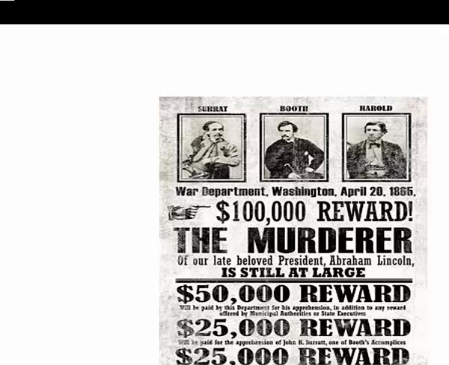Reward poster for him, $100,000 in 1865. Folks, that'd be several million today. They wanted him bad.